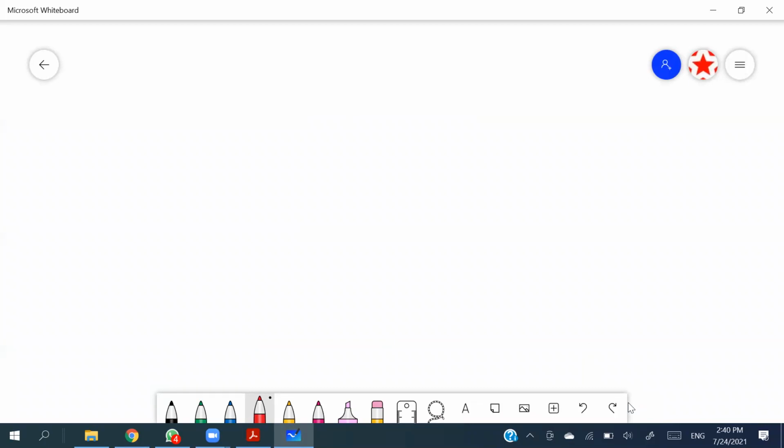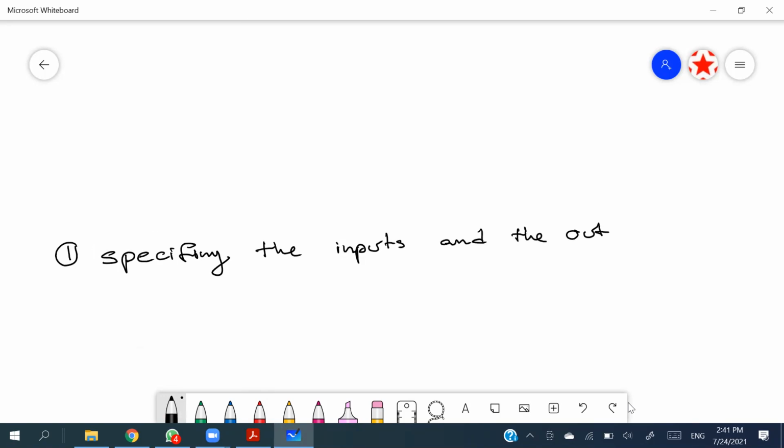All right. Now, first of all, we have to clarify what are the inputs and what are the outputs of this circuit. That's the first thing that we have to do. So here I'm writing the first thing: specifying inputs and the outputs.